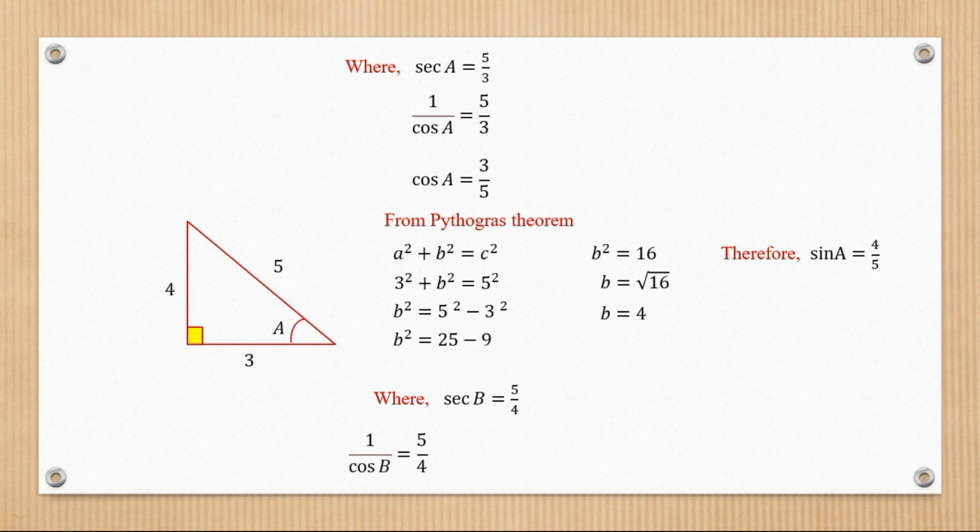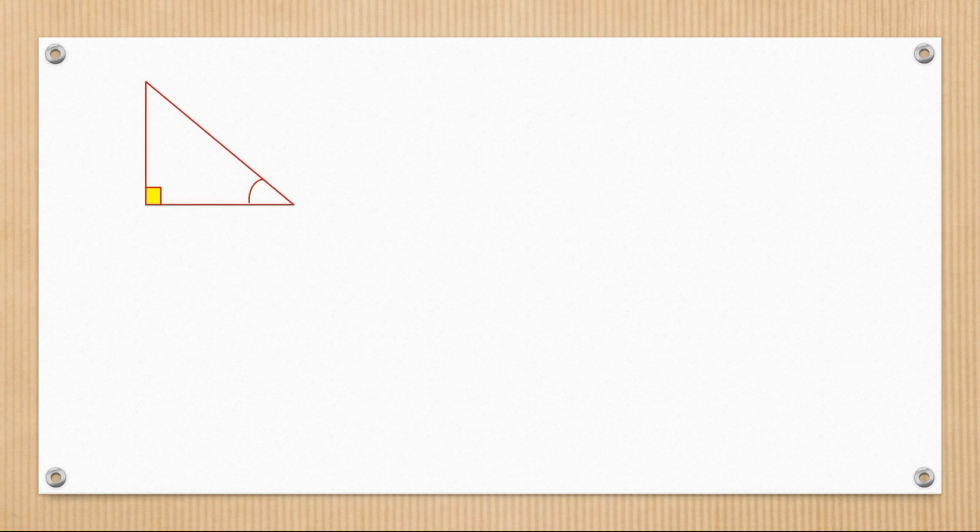Now where sec of b is 5 over 4, we know that means that 1 over cos b is 5 over 4. So it means that cos of b is 4 over 5. So now put this in a right angle triangle. We shall use cos of b to find what sine of b is. So the angle is b. It means that the adjacent is 4 and the hypotenuse is 5.